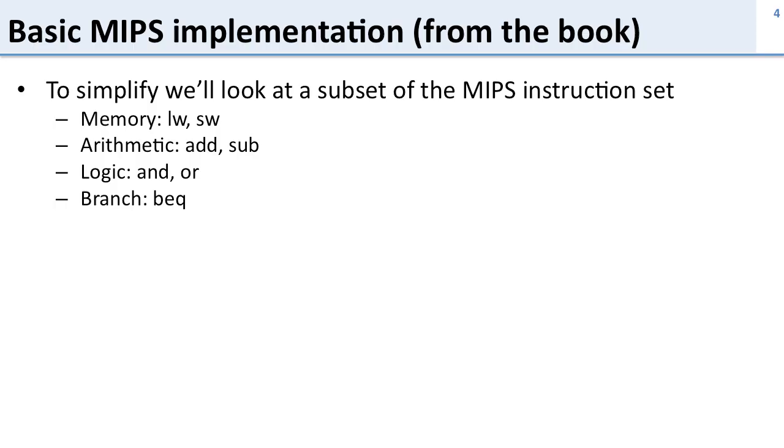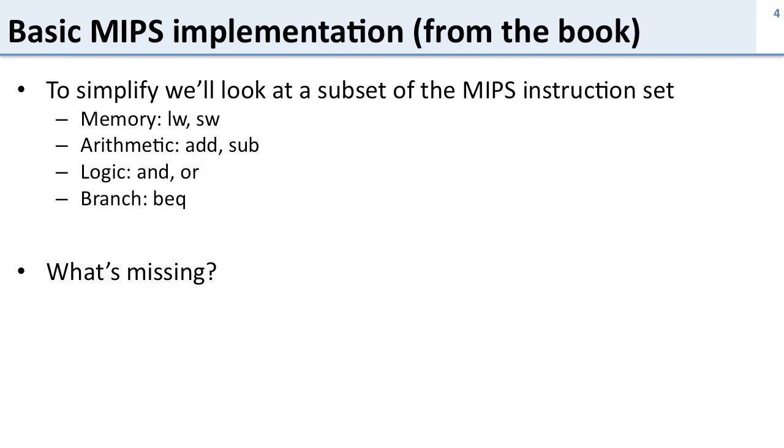So we're going to do a basic MIPS implementation. It's going to be a simplified subset, which just makes it easier for us to work with, but it's going to cover all the important parts. So we're going to look at memory instructions, load and store, some arithmetic instructions, add and subtract, some logic instructions, and simplified branches, so just branch equals. We're not going to look at jump.